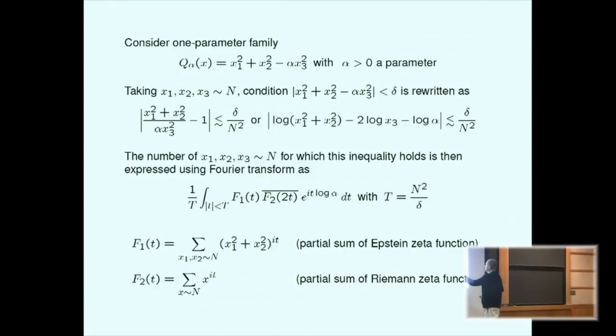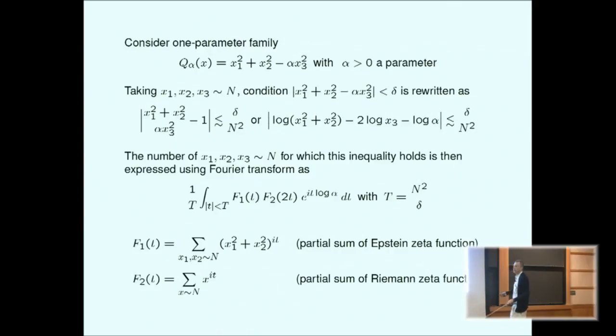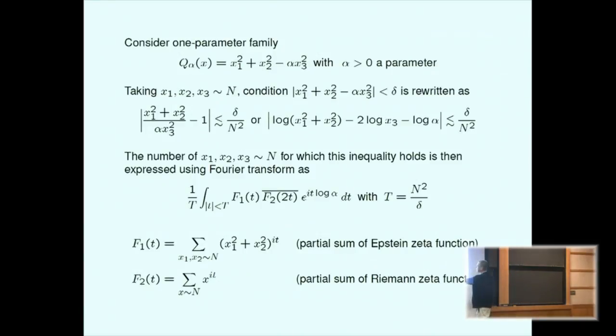Right. So instead of writing this, we're writing that. So we are taking x1, x2, x3 of the order of n. So this is existence. We want to find x1, x2, x3 so that this is small. Well, we're going to take x1, x2, x3 of the order of n, and then we see how small we can choose delta. So instead of writing it like that, I write it like that. And instead of writing it like this, we can write it with logs.